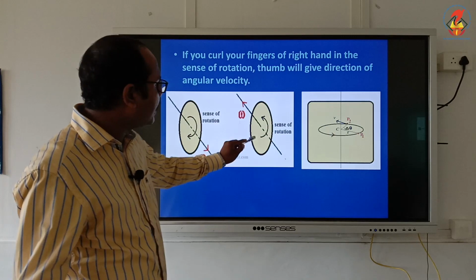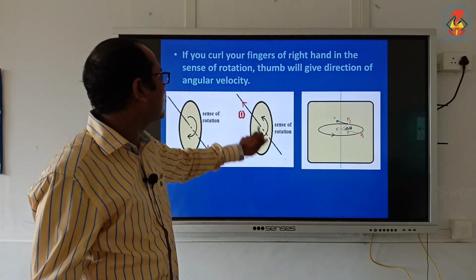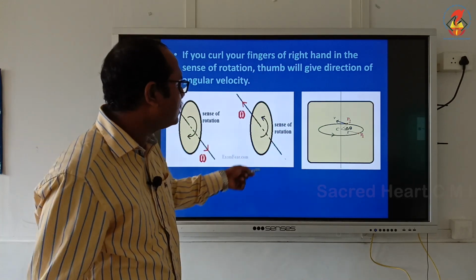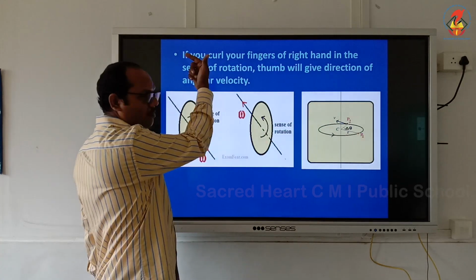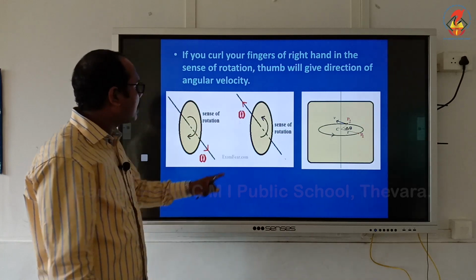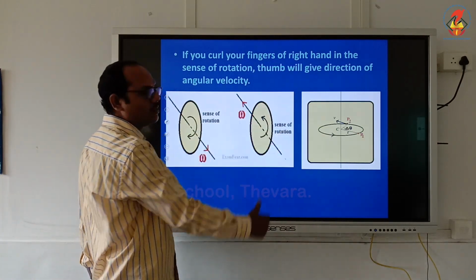Anti-clockwise direction is considered as positive. That is why they have shown here this rotation is anti-clockwise. So it is going in the positive direction, that means out of the board. That is what I have shown like this, out of the board.